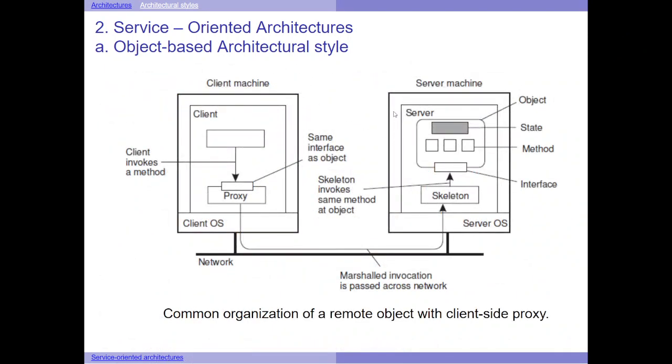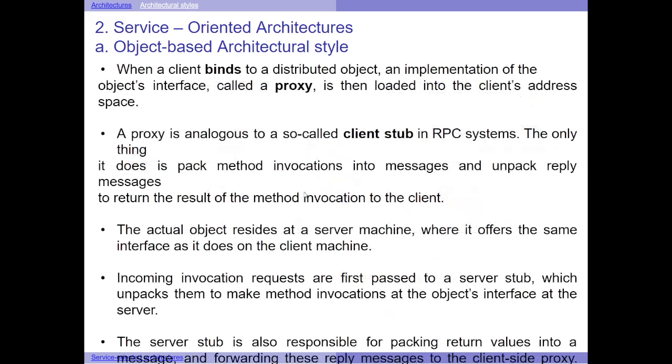Then for the object, we have the diagram here. So if you see here, the network is there, from client OS proxy, with the same interface as the object. The client invokes the method, it can directly access the proxy, right? So a common aggregation of a remote object is the client-side proxy. So this is the client-side proxy. We also have a server-side proxy.